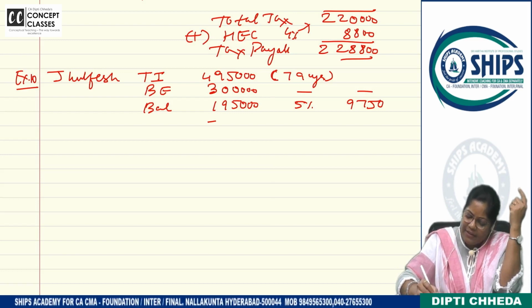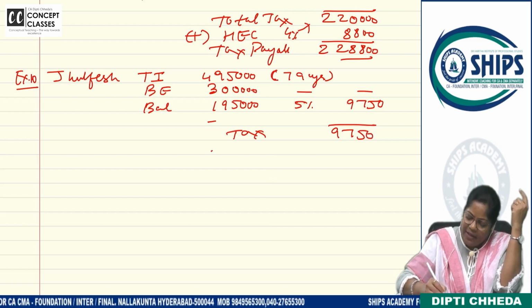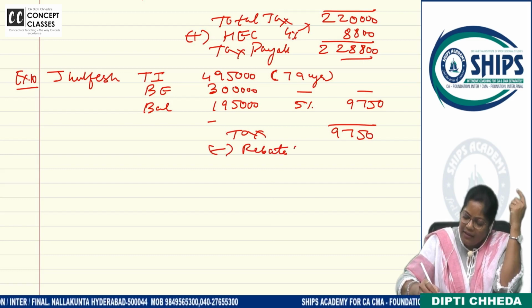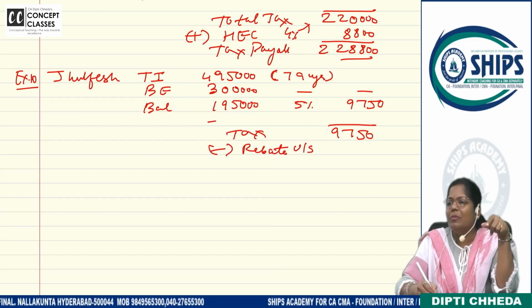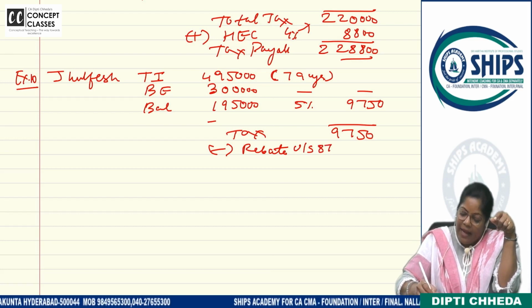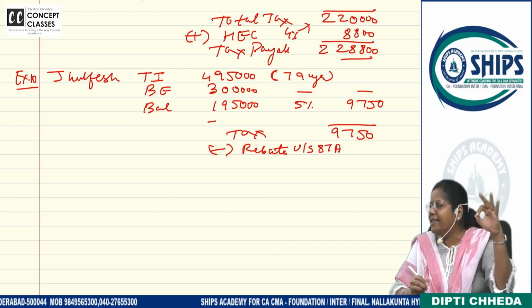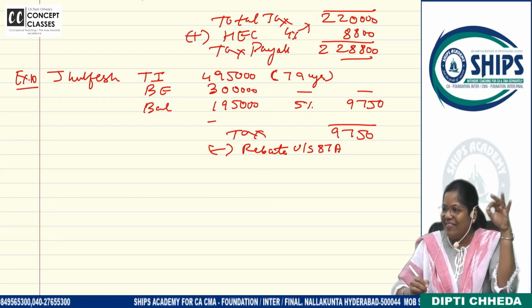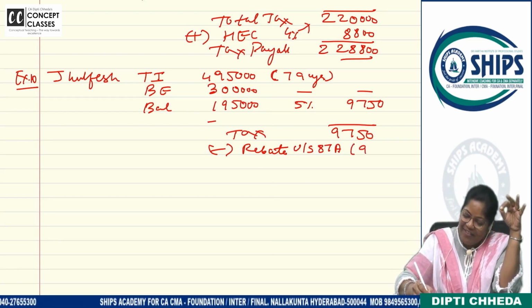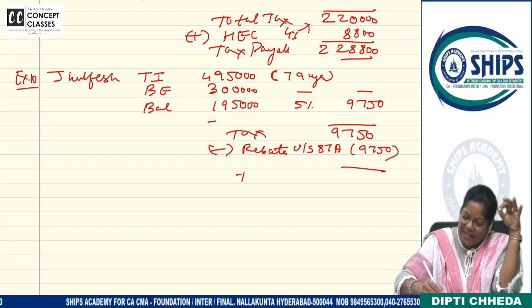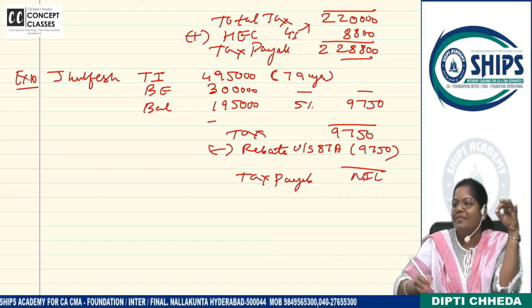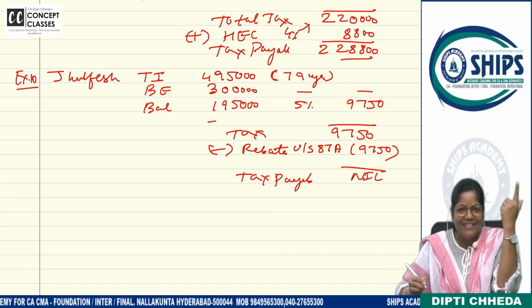I will write here, tax is how much? 9,750 minus rebate कितना? हाँ अंडर सेक्शन बोलो ना. And 87 capital A. You like small writing and cursive writing, but these are sections. So 87A, 9,750. So what is the tax payable? He says kitna loon? 0 into 4% is 0.